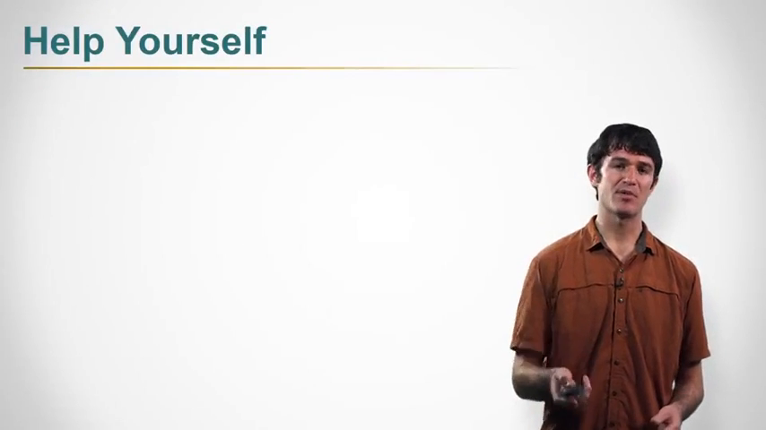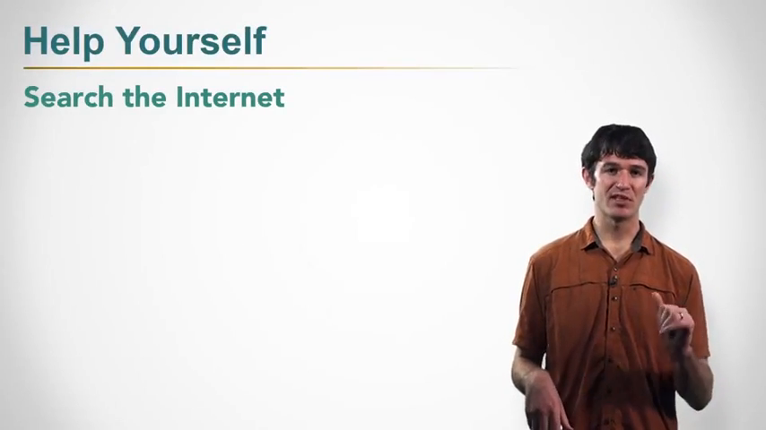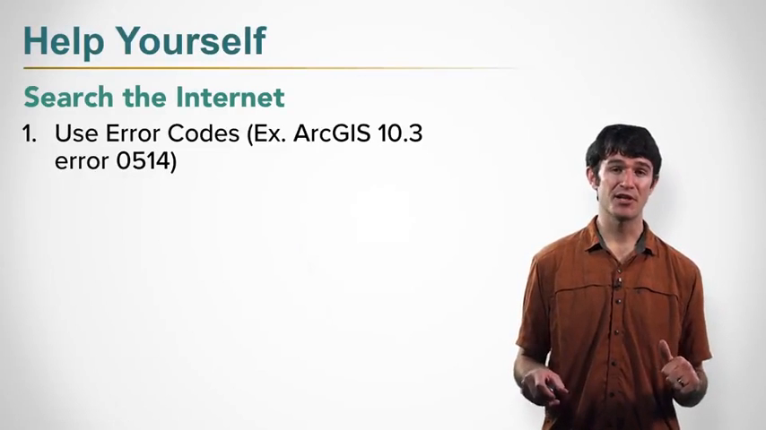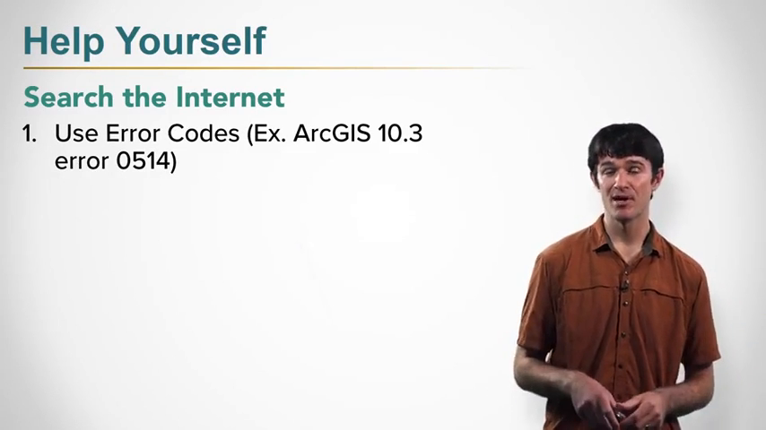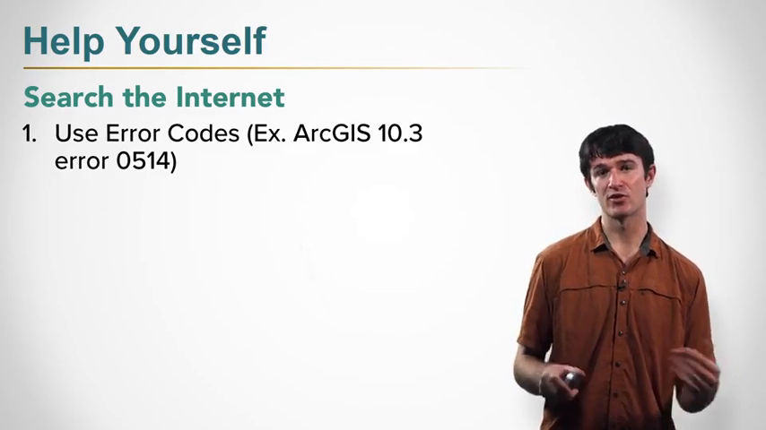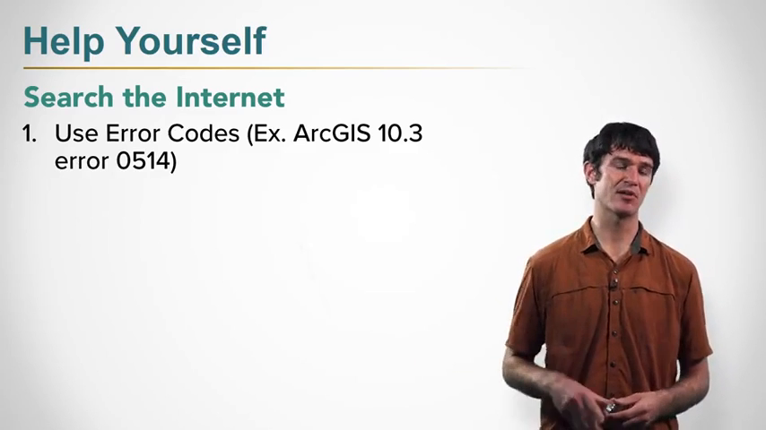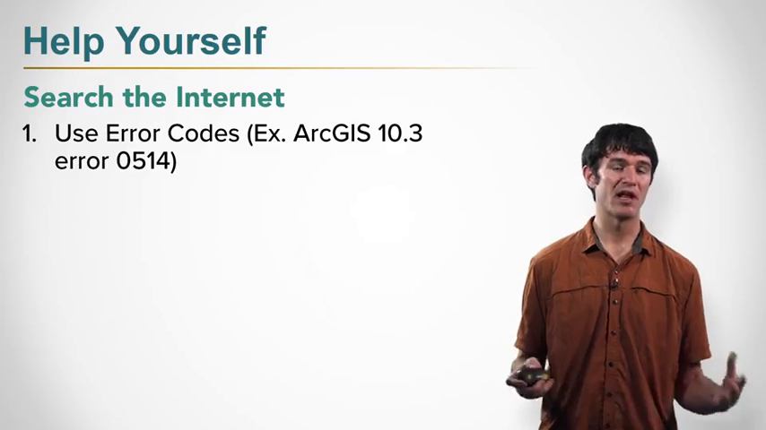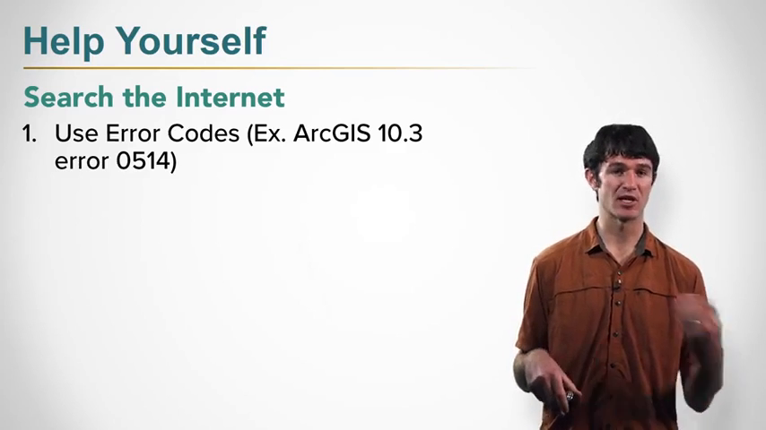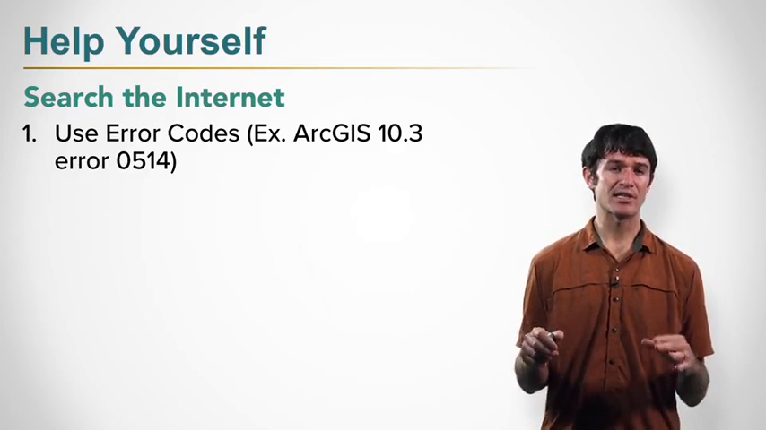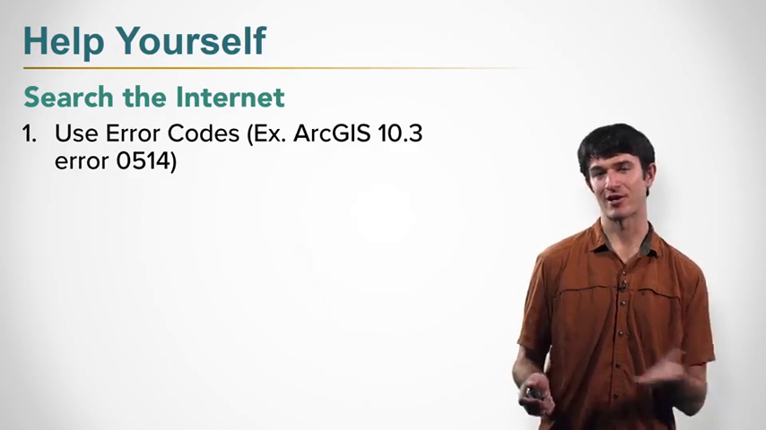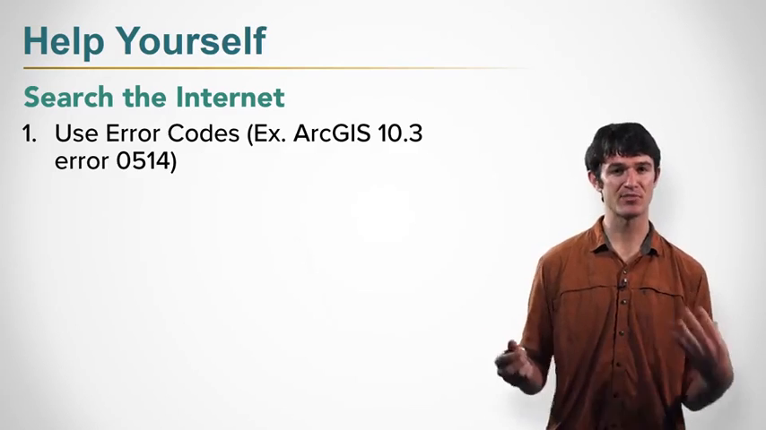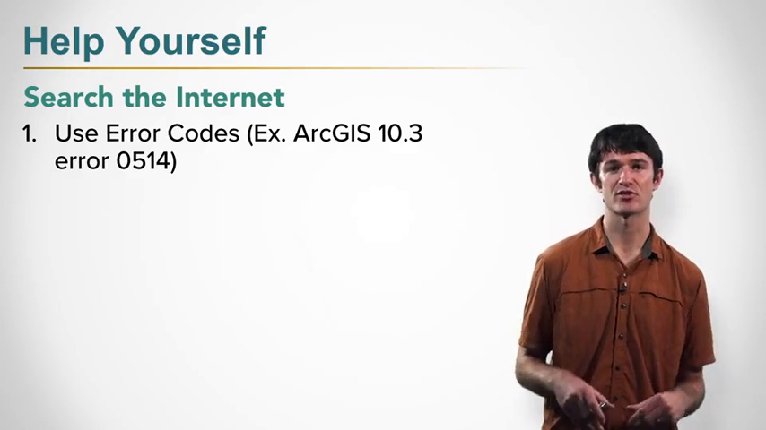And so I've included some examples on this slide, but rules of thumb, use the error code. So if ArcGIS says error 0514, make sure to put that in the Google search, because other people who've come across this problem before will have put that in their error reports to somebody else when they got their solution. So that's a really important piece. And ArcGIS has in their help documentation error codes and their descriptions. But sometimes the descriptions are pretty cryptic, so you will need to find some other description.